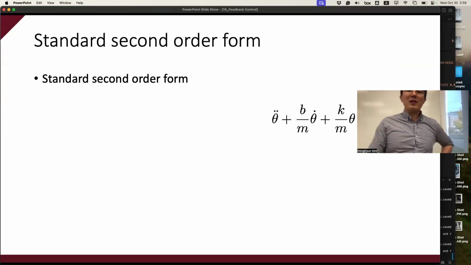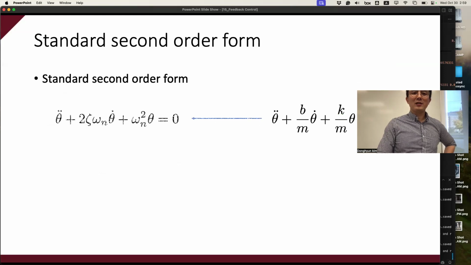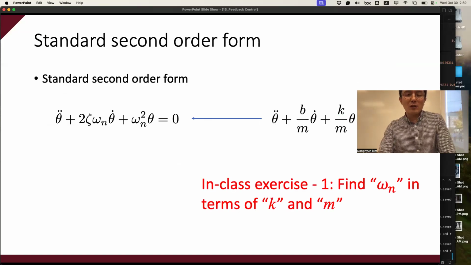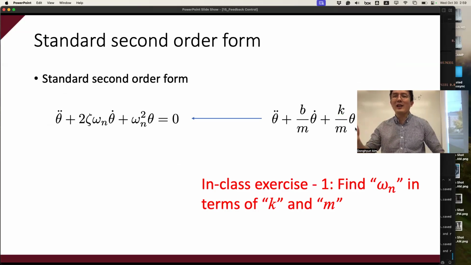Okay. So there is a standard way to put this equation in the second order form. And here omega n means the natural frequency and zeta is the damping ratio. First in-class exercise. What is omega n? I mean, omega n is a function of the spring constant and mass. So how can you define omega n? It's a problem. I'll give you 1 minute.